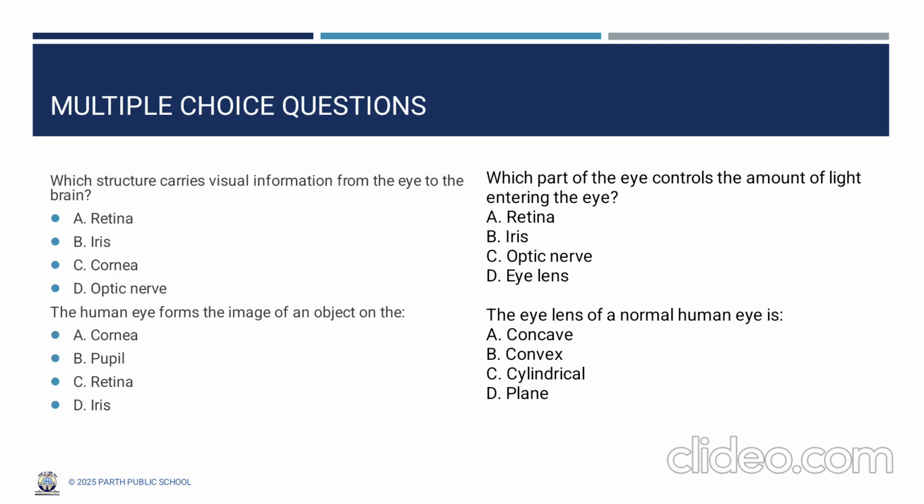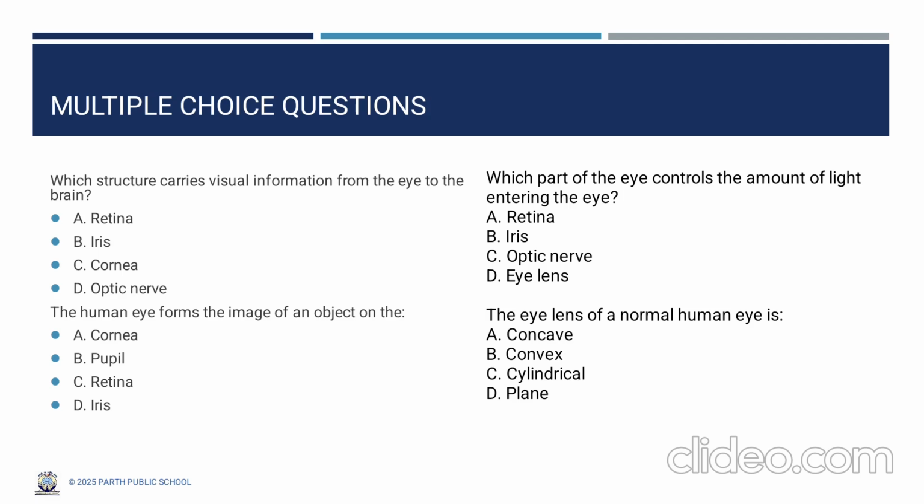The second question is, on which part of the eye is the image of an object that we are seeing formed? The correct answer is obviously the retina, which is basically like a screen on which the image is formed. The third question is, which part of the eye controls the amount of light entering the eye? The part which controls it is the iris. It shortens or widens the size of the pupil, and so controls the amount of light entering the eye.